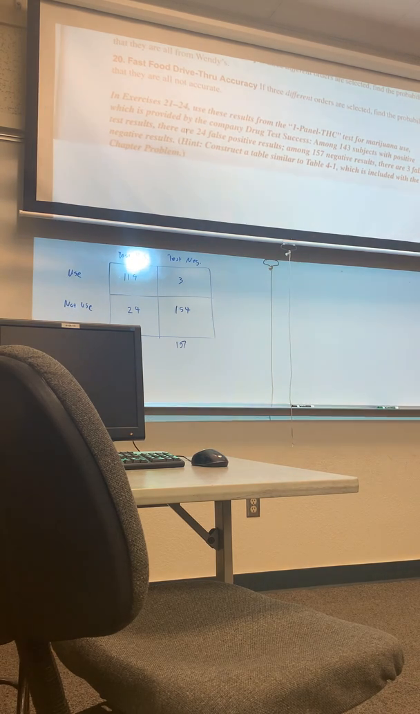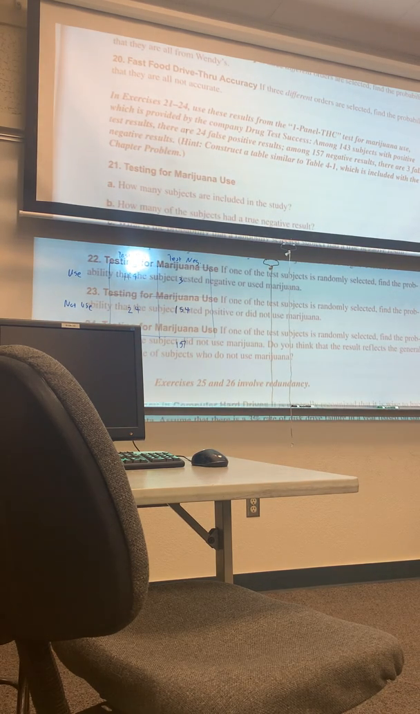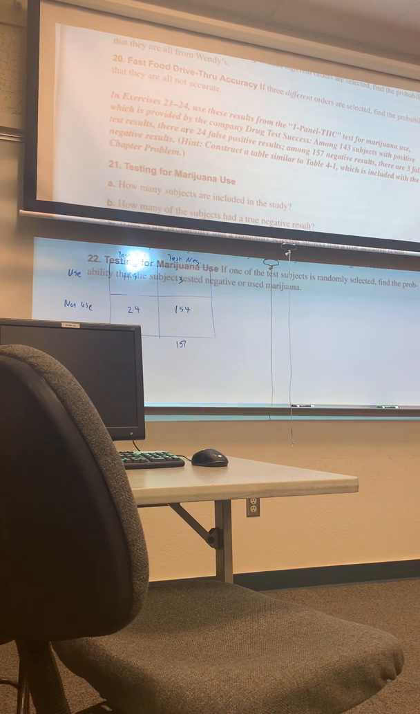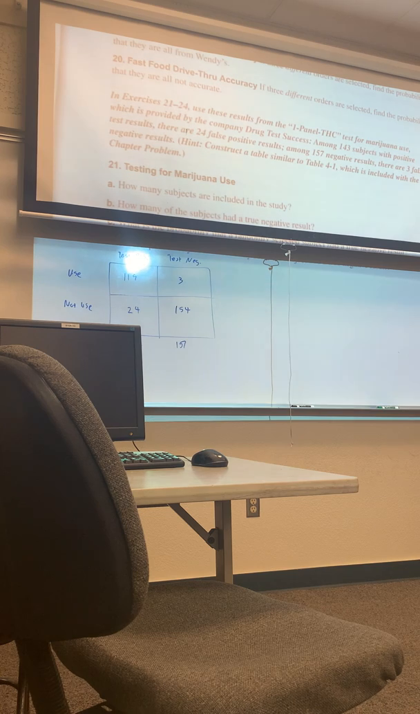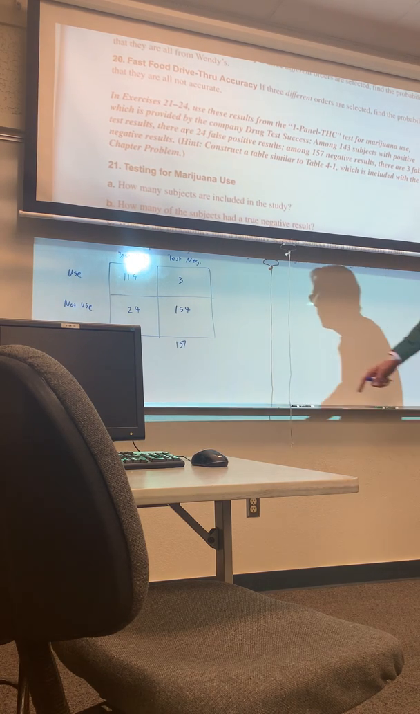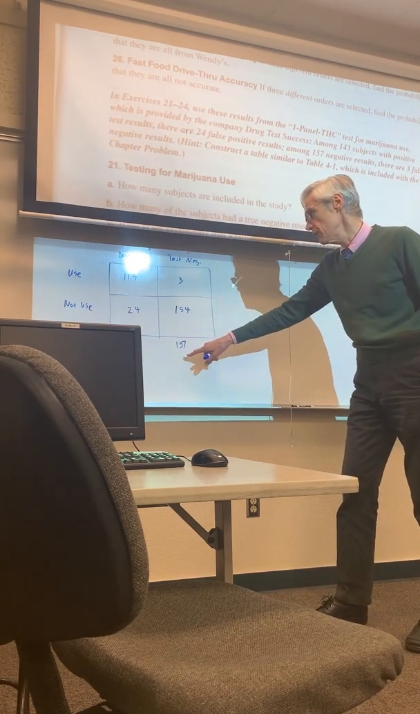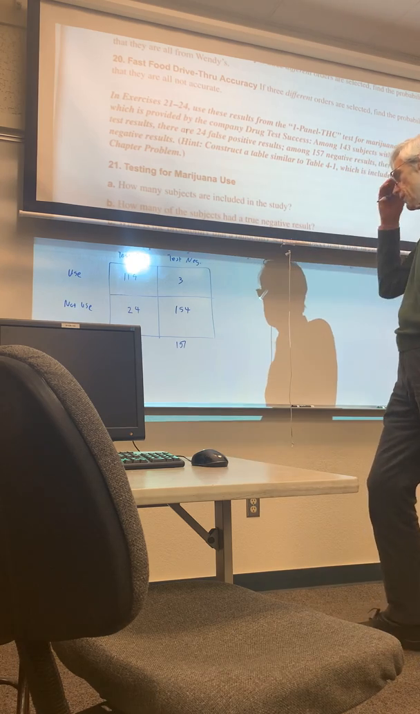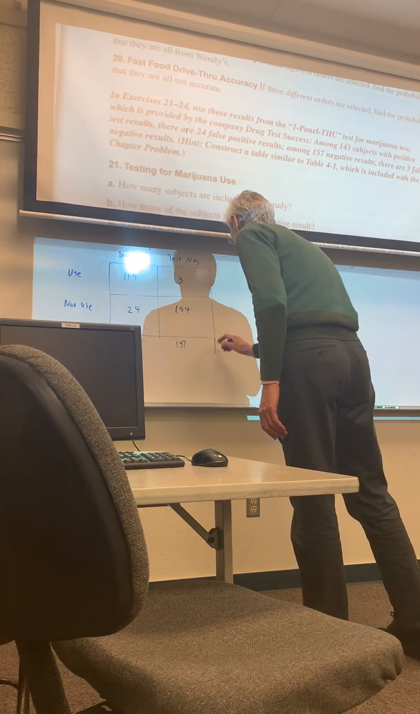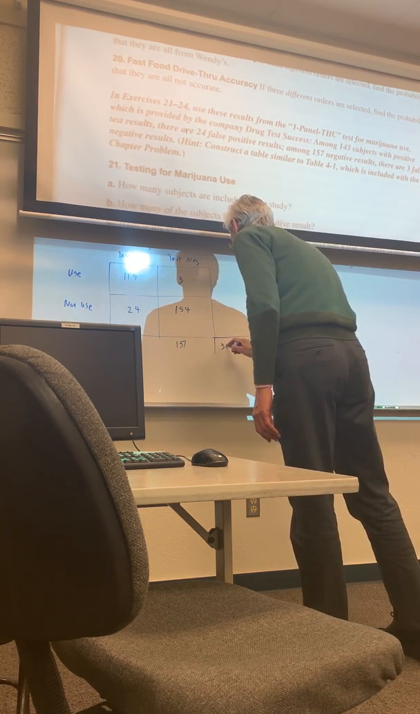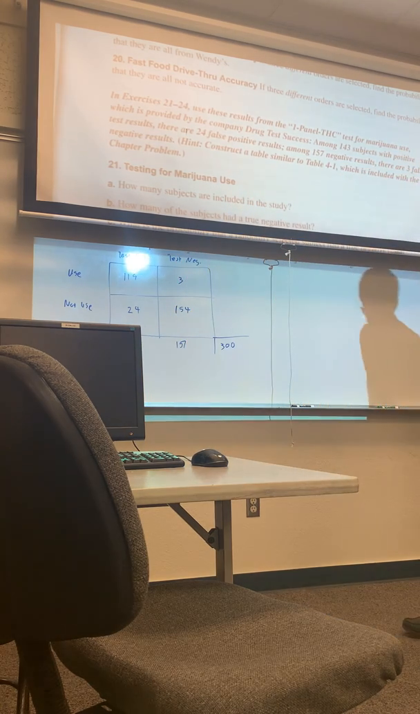Now let's answer a question. 4.2, 21. Okay, so how many subjects are in the study? How many subjects are in the study? 300? Yeah, well, how are we going to find how many are in the study? Add them all up. But we could add these 2 actually. Because it's going to be, yeah, 300. So 300 in the study.